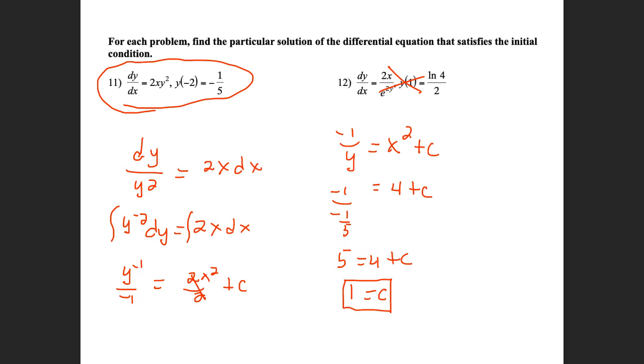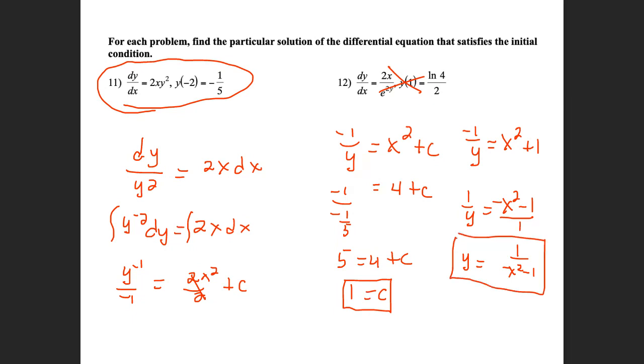So now I'm going to put the 1 back in for c. So I have negative 1 over y is equal to x squared plus 1. I'm going to multiply through by negative 1, so I end up with 1 over y is equal to negative x squared minus 1. And then I can put this over 1, and then I'm going to flip it. So y is equal to 1 over negative x squared minus 1. That would be my separation of variables. Okay, so everything else was okay except plugging in the point in the wrong spot.